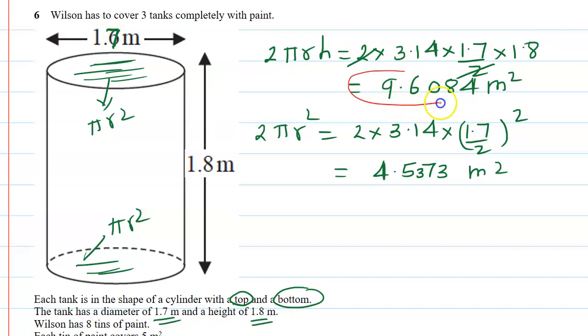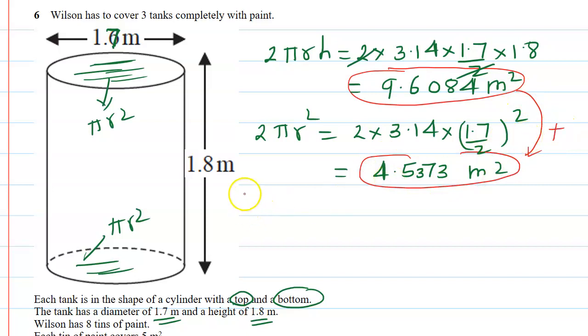So total area, so what we need to do, we can add this area and this area. So we are going to add these two areas. So that will be the total area. So let's write down here total area. So 9.6084 plus 4.5373, it is 14.1457 meter square. Because there are three tanks, so we can times by 3.